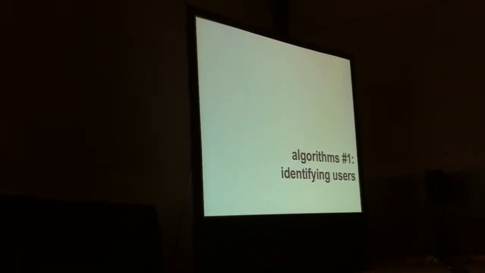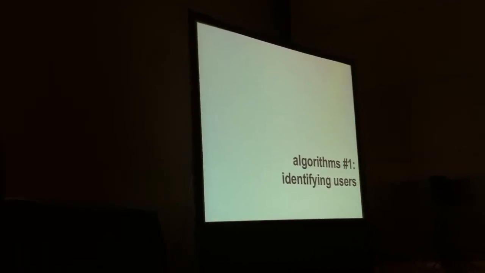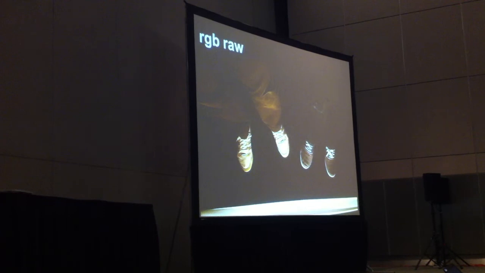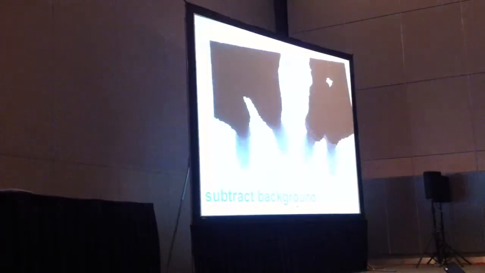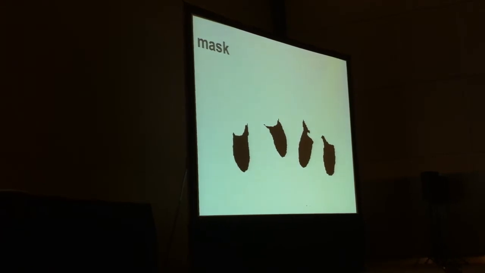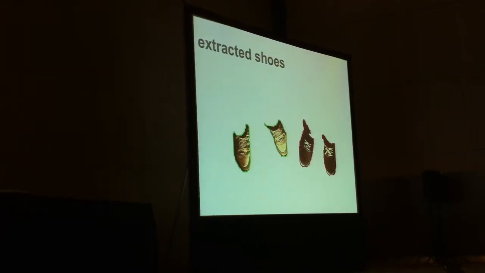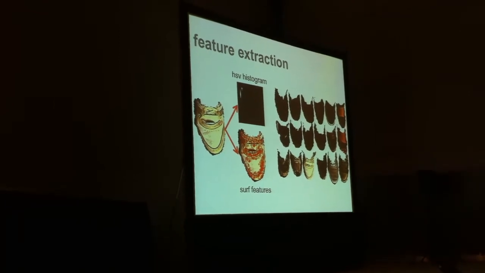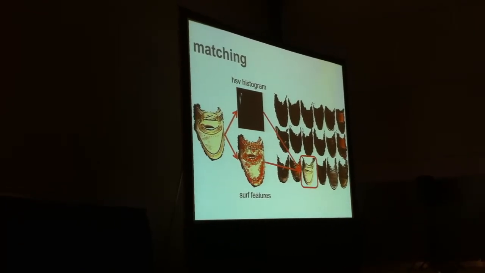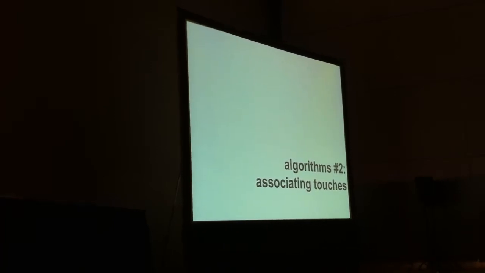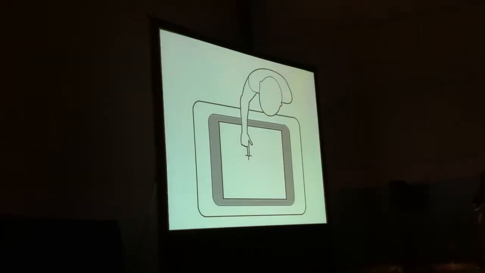We have two steps. The first thing is the identification of the users. So we get an RGB image from the camera, we get a depth image from the camera, then we subtract the background, we get a mask, and with the mask we can extract the shoes. From the shoes we can extract an HSV histogram and some SURF features, and then basically match the shoes against the database.